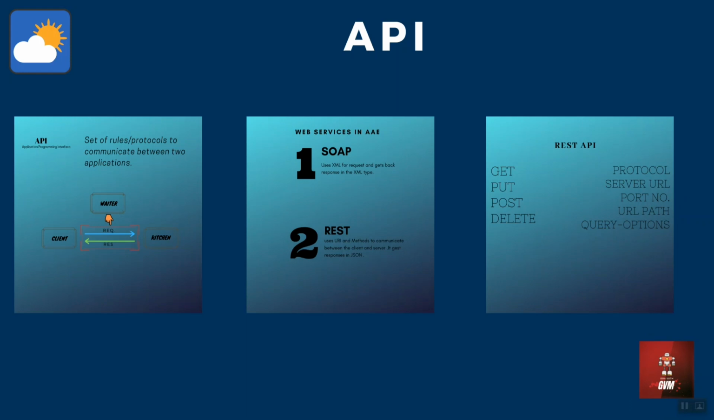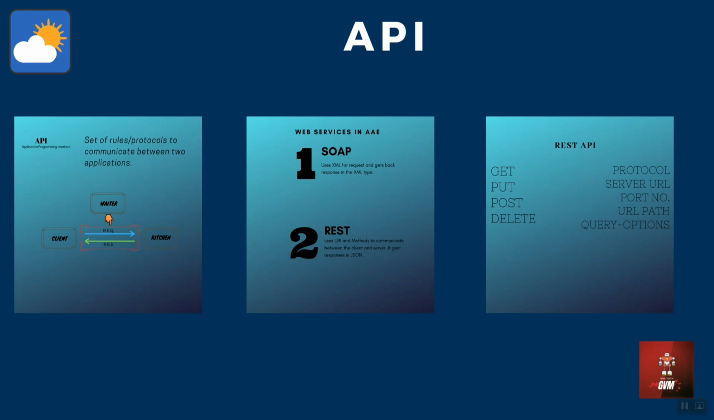two applications. Let's take a customer who goes to a restaurant and has some good food. He doesn't have direct access to the kitchen, right? In that case, there must be a person in between for communication. Here the person is the waiter. He gets the order details, and after processing the order, he brings the food back to the customer. This is how our API is going to work.